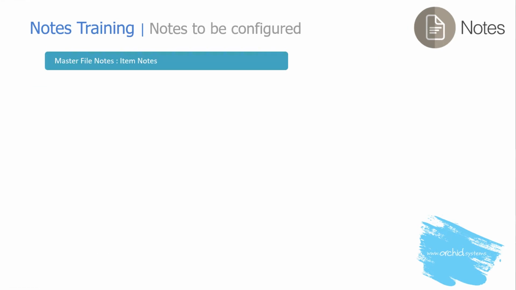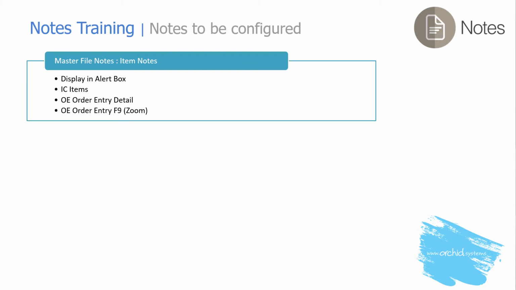And we're going to run through these options first by creating item notes. So these are master file notes, and we're going to create item notes to display in the alert box. And we're going to show the item notes around the IC item screen, the OE order entry detail screen, and the OE order entry F9 or detail zoom screen.